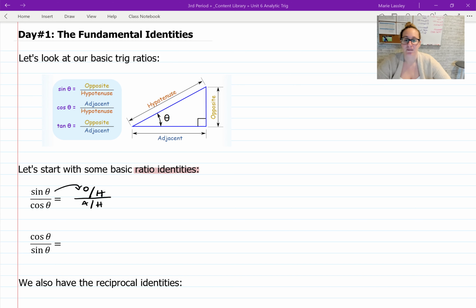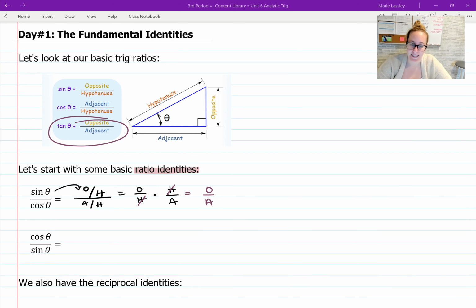Next, I'm going to simplify this. So I have a fraction divided by a fraction. We're going to keep the top fraction exactly as is, flip the second fraction, and then change that division sign to multiplication. Keep, flip, change. All right, now we simplify. We can cross out hypotenuse over hypotenuse, and what we're left with is opposite over adjacent. Well, what is opposite over adjacent? Well, you look at that. It's tangent. So our first identity is sine over cosine equals tangent.